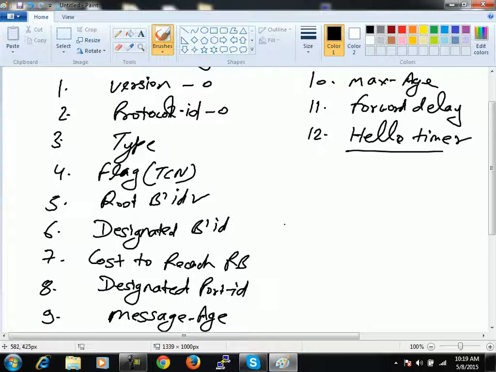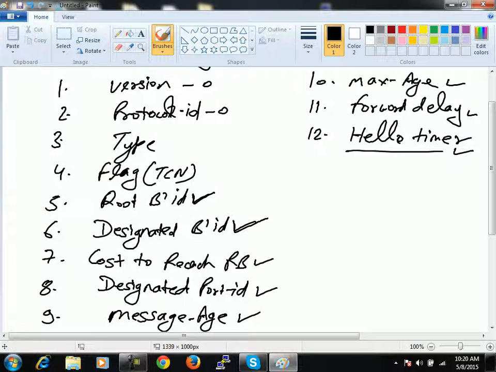Then root bridge ID is there, designated bridge ID is there, cost to reach root bridge is there, designated port ID is there, message age is there, max age is there, forward delay, and hello timer. For now, it is enough to know the meaning of root bridge ID and designated bridge ID, and all other things I'll be discussing later on. In future I'll discuss each and every component of this configuration BPDU, don't worry about that.